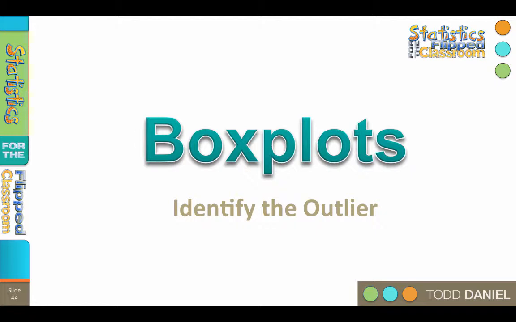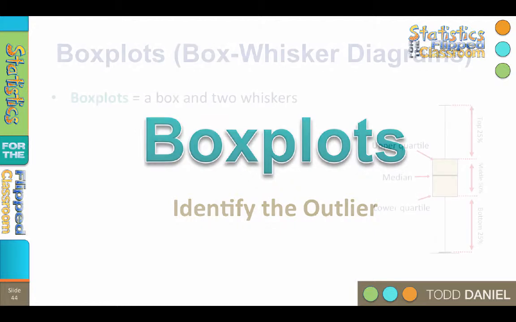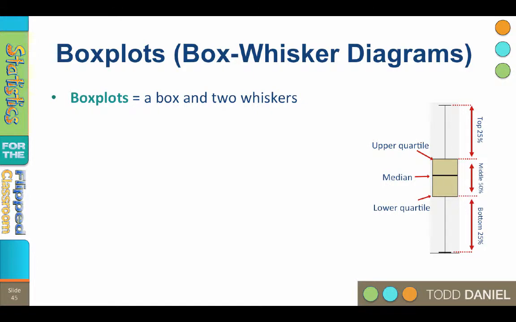The box plot will help us to identify the location of the outliers. Since you may be new to box plots, also known as box and whisker diagrams, let us start with the basics. The box plot is made up of two components, a box and two whiskers. This is the box, and these are the whiskers.